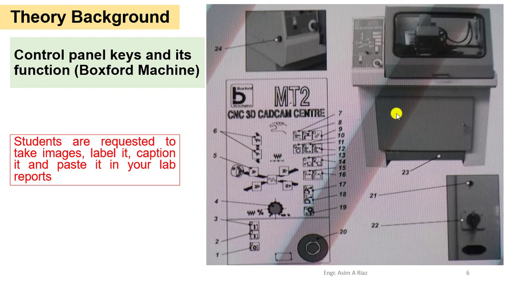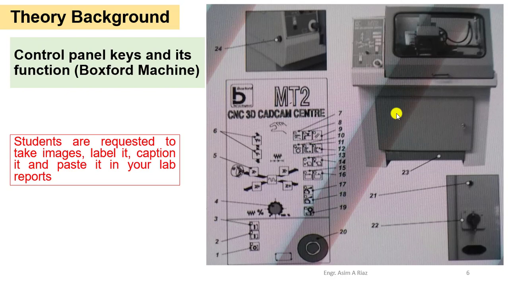The first button is called feed hold, which is used to interrupt the program when it is running in the auto mode. In case of emergency, or if you want to change the sequence, or if the part manufacturing is not as per the requirement, then we have to press this button, so our program will be interrupted and no relative motion between the cutting tool and the workpiece will take place.